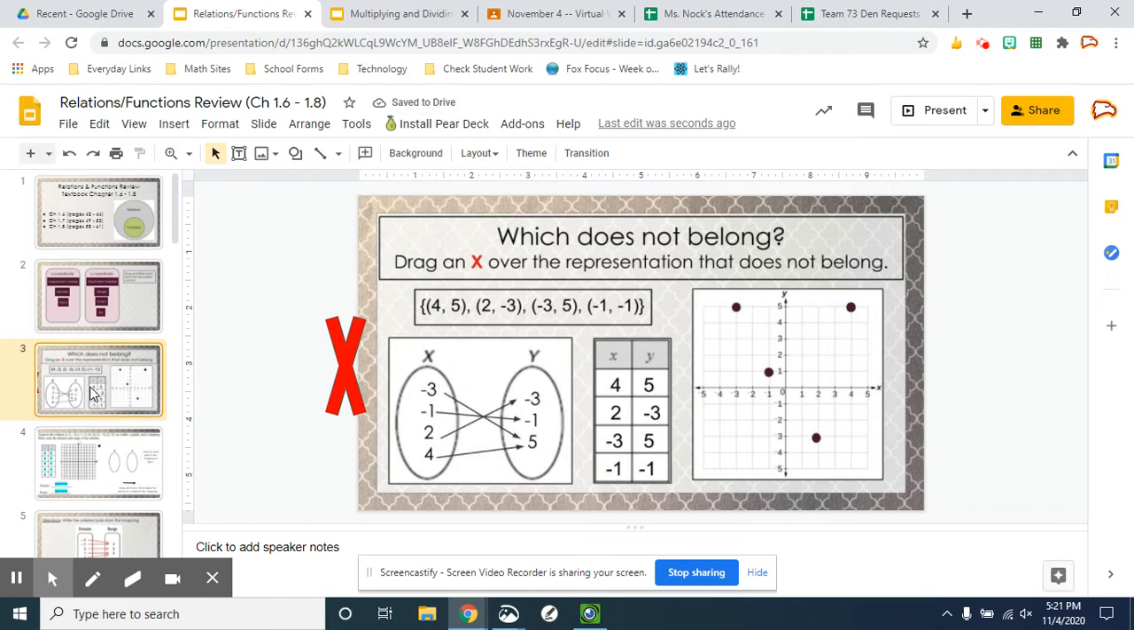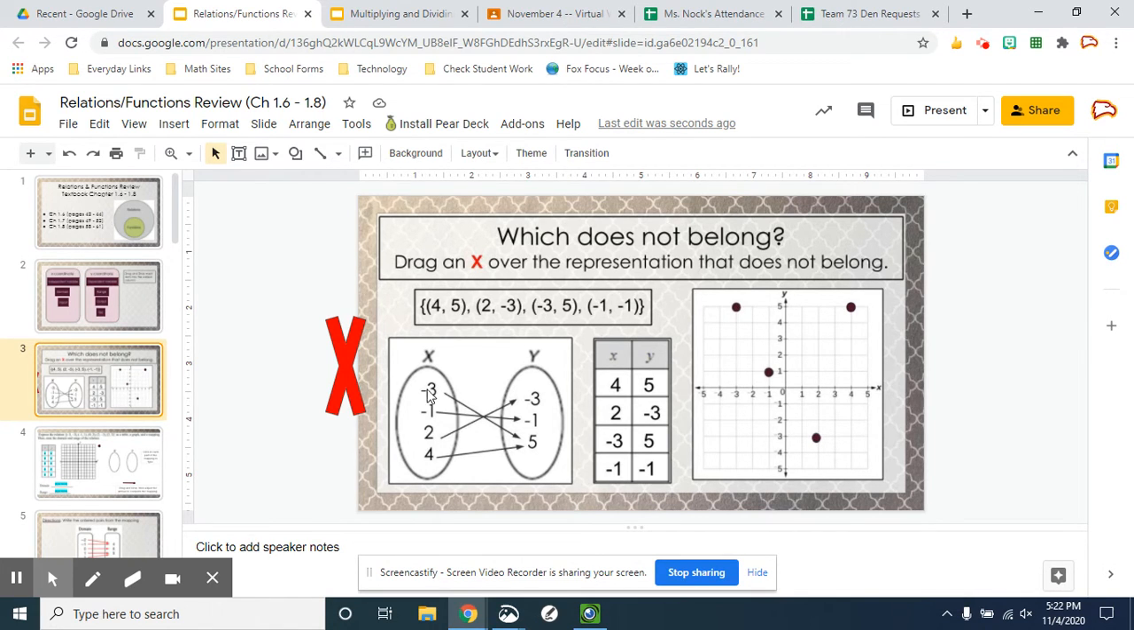All right, so our next one, drag an x over the representation that does not belong. So I'm going to start by just looking at this first ordered pair in all of them to see if they match. So we have 4, 5. Looking at the mapping, 4 is pointing at 5, so that one's the same. 4, 5 is paired in the table, and 4, 5 is on the graph. So let's look at 2, -3. So I'm going to come down here. 2 is pointing at -3. 2 and -3 pair on the table, and 2, -3 is on the graph.